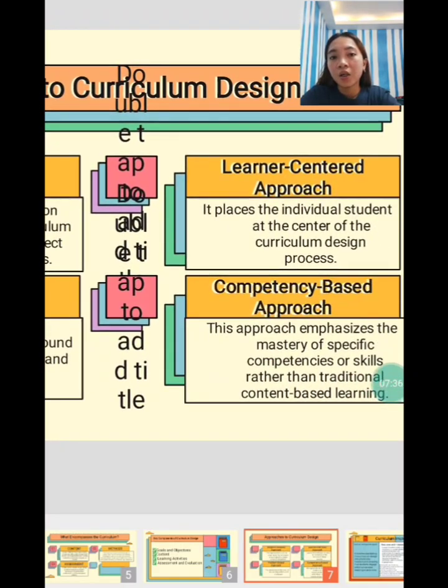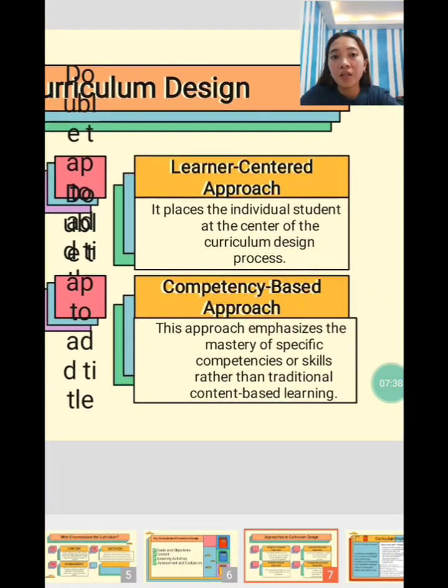Next is the competency-based approach. This approach emphasizes the mastery of specific competencies or skills rather than traditional content-based learning. So this approach provides flexibility for students to progress at their own pace, and it focuses on assessing performance and application of skills rather than the traditional approach.